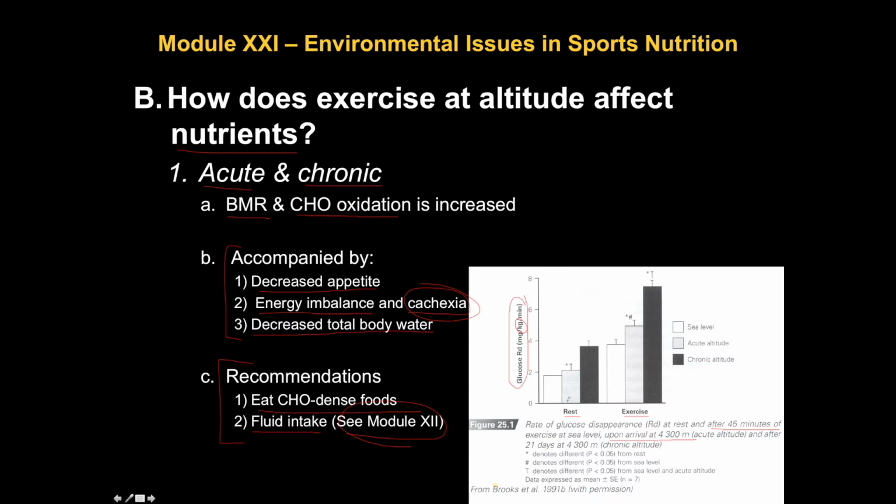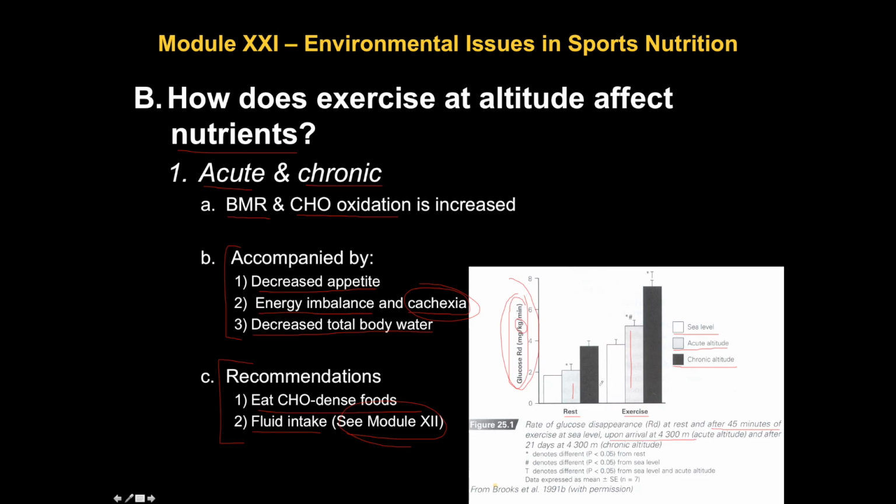So what did we find here? Well, first let's take a look at our colored bars here. So we have the non-shaded area is going to be the sea level condition, the gray area is the acute altitude, and the shaded area is the chronic altitude state. And what we see is that with exposure to altitude at rest and during exercise, there is an increase in the amount of glucose that disappears from the bloodstream. So we're delivering more glucose to tissues because those tissues are utilizing more of those substances.